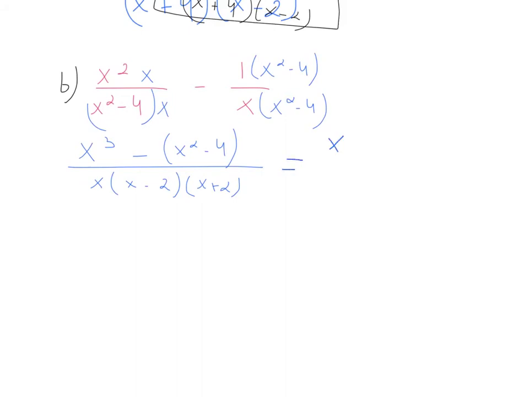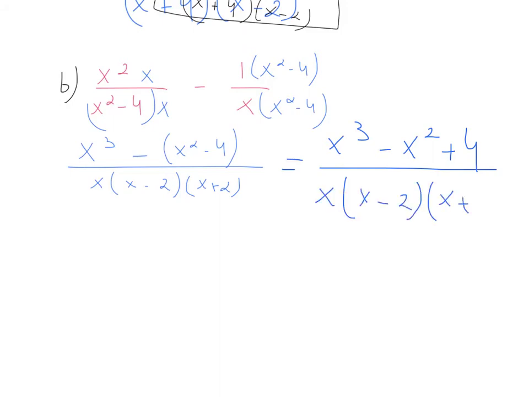Now this is going to be x cubed minus x. We have to distribute the sign. So negative times positive will be negative, and negative times negative will be positive. So we get plus 4 over x times (x minus 2) times (x plus 2). And I think we get the idea here. This is the final answer.